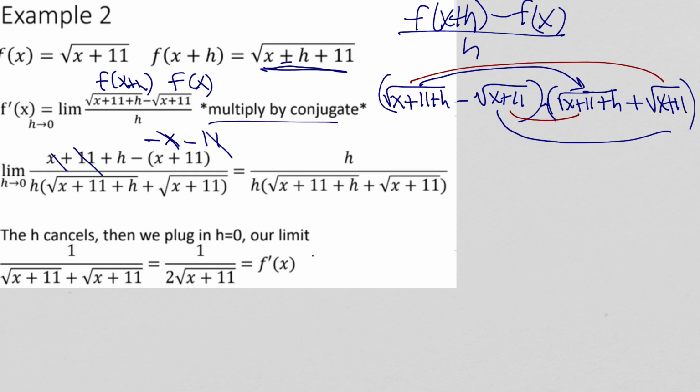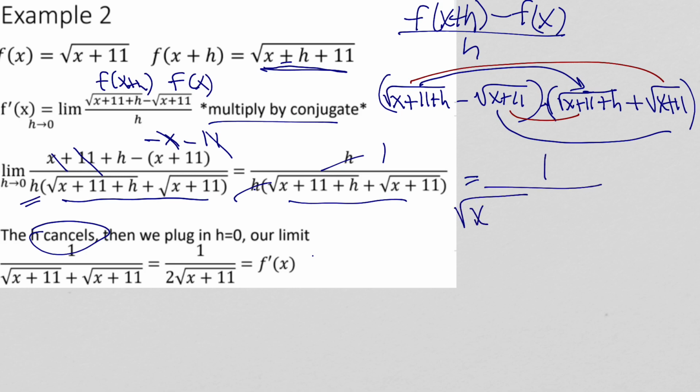The bottom, remember, top and bottom, you got to multiply by the conjugate. So the h is coming along, multiplying it by that conjugate I had, which is coming over here. What happens now? The h is going to cancel. So I'm left with 1 over that bottom piece, 1 over this whole bottom piece. Now I'm going to plug in 0 for h, which is shown. So that's basically 1 over root x plus 11 plus root x plus 11.